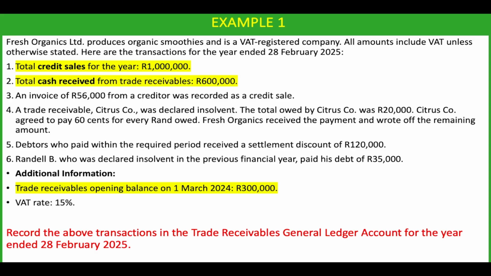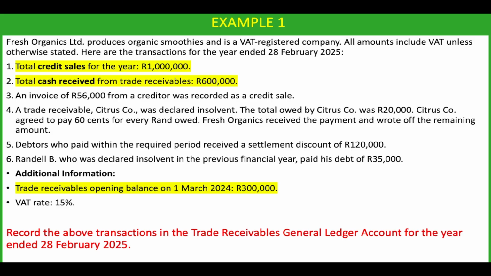Number 3, an invoice of 56,000 rand from a creditor was recorded as a credit sale. Now, what I didn't mention at the beginning, and I should have, and I can mention it now, you want to pause the video here, attempt to do the rest of the questions, draw your own T account, and attempt to answer it and complete the question, and then you can come and press play and mark yourself and see how well you did. As I always say, you'll be in a much better position than someone who's just following along and just watching. So you can go ahead and do that.